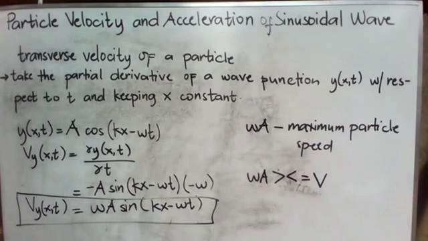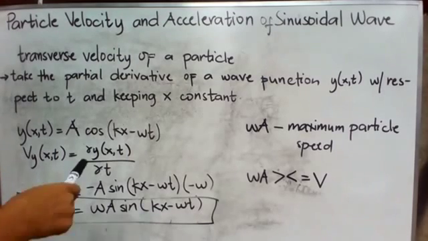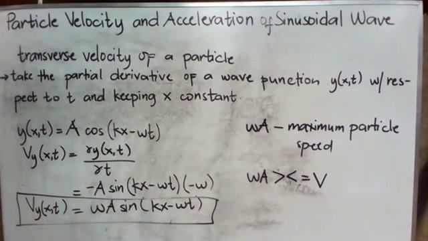Now we have the particle velocity and acceleration of a sinusoidal wave. In order to find the transverse velocity of a particle, we have to take the partial derivative of the wave function, y as a function of x and time, with respect to t, keeping x constant. So we have the equation y(x,t) = A cos(kx − ωt).